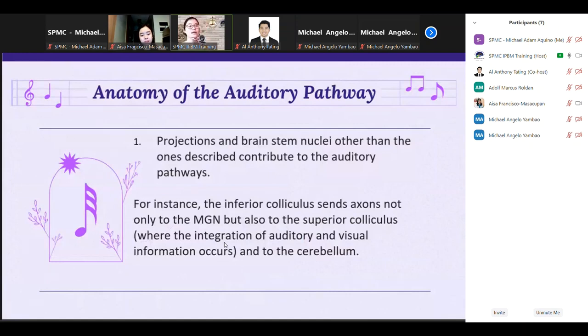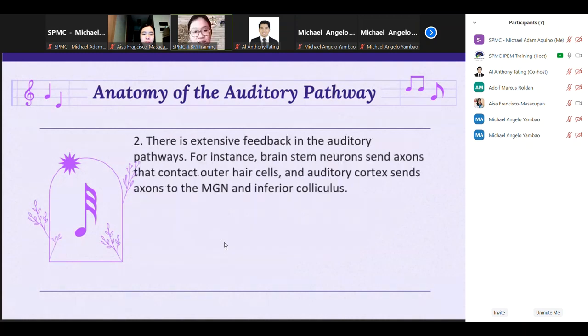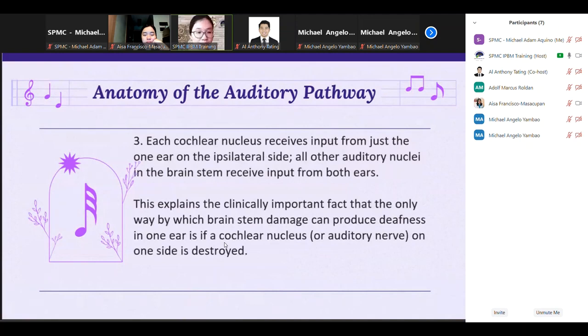There are certain things to note regarding the auditory pathway. So first is that projections and brainstem nuclei other than the ones described contribute to the auditory pathways. So for instance, the inferior colliculus can send axons not only to the medial geniculate nucleus, but also to the superior colliculus where there is integration of auditory and visual information, and also to the cerebellum. Second, there is extensive feedback in the auditory pathway. For instance, the brainstem neurons contact the hair cells, and the auditory cortex sends axons to the MGN and inferior colliculus as well. So there are feedback mechanisms.